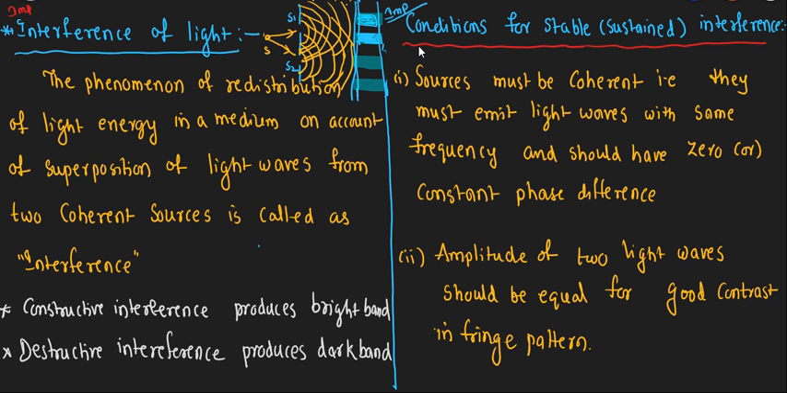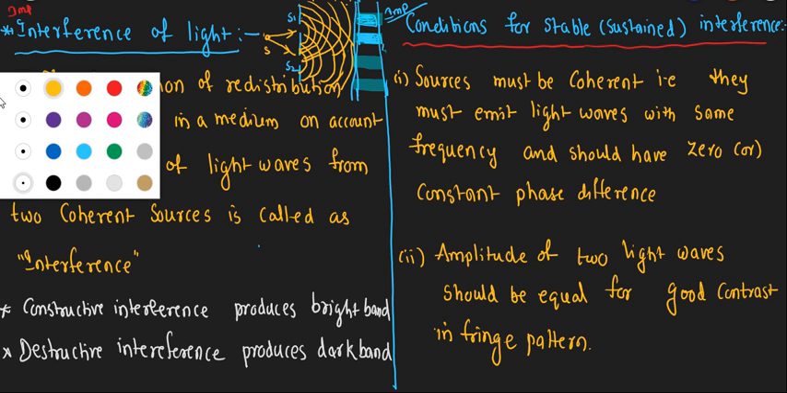Now, the conditions for stable and sustained interference. This is an important topic for 3 marks. And what are the conditions? In stable, sustained interference, you will get alternating bright and dark bands. You see the figure: dark, bright, dark, bright. The blue color we can take as bright, and the black color as dark. Like that, dark and bright bands will be formed.